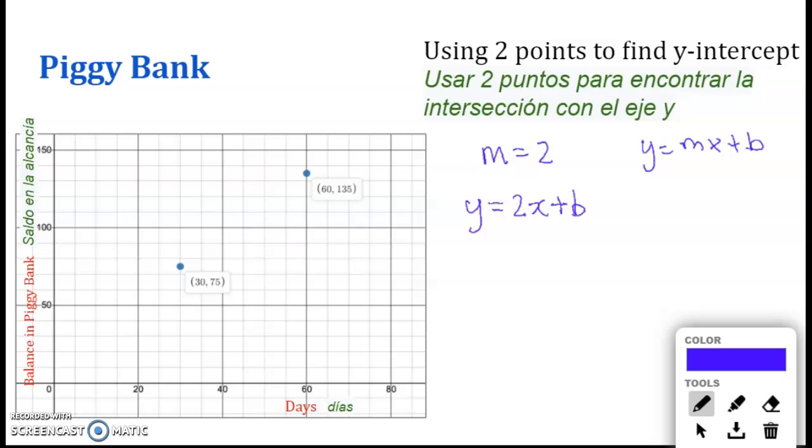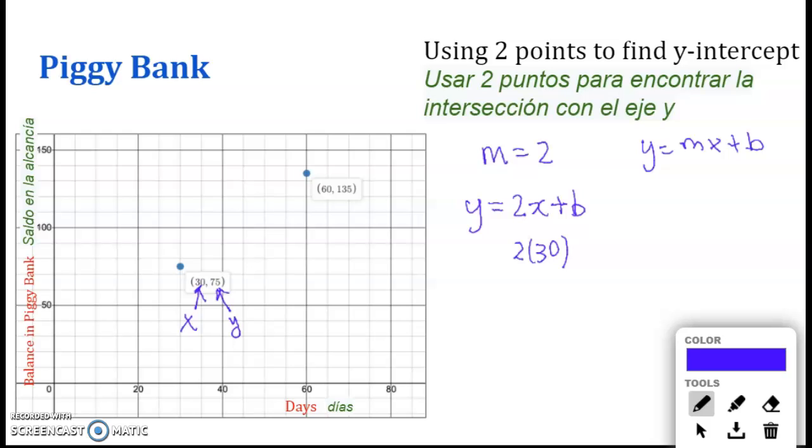Now we know that both these points go through the line, the equation of the line that we are finding. So I can substitute either one of the points. I can choose this point, so this is going to be my x value and this is going to be my y value. Or I can choose this other point, but you do need to choose one point. You can't choose x from one point and y from another point. You need to be consistent, because otherwise you're going to be using a wrong point. So every time I see an x in the equation, I am going to substitute 30. So it's going to be 2 times 30.